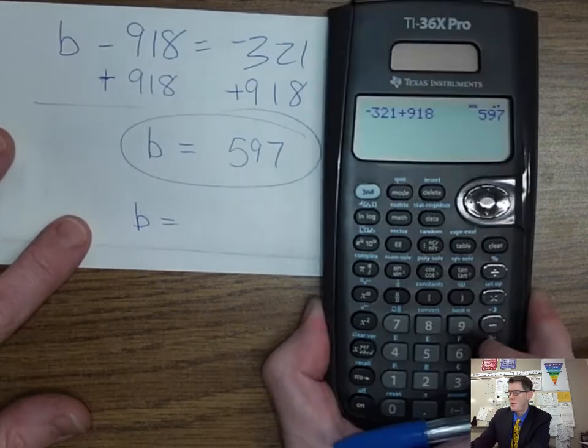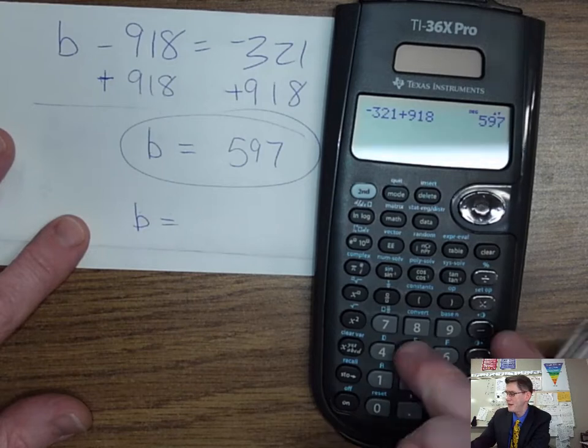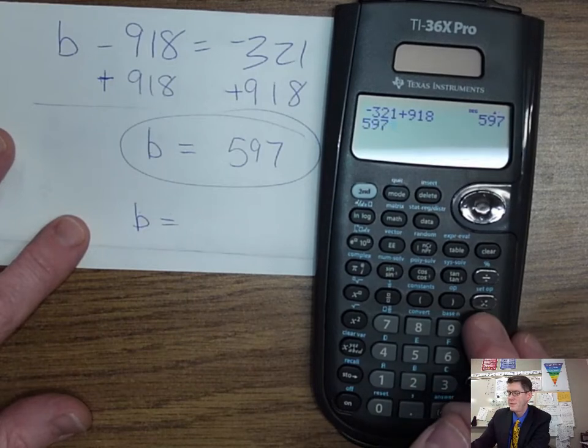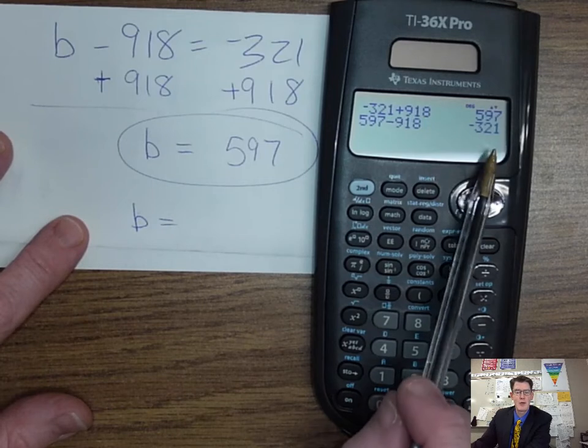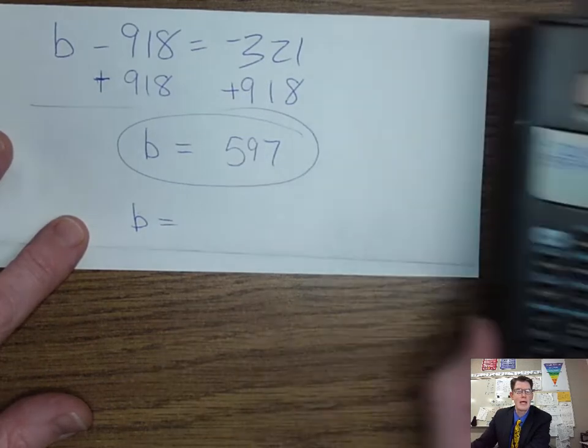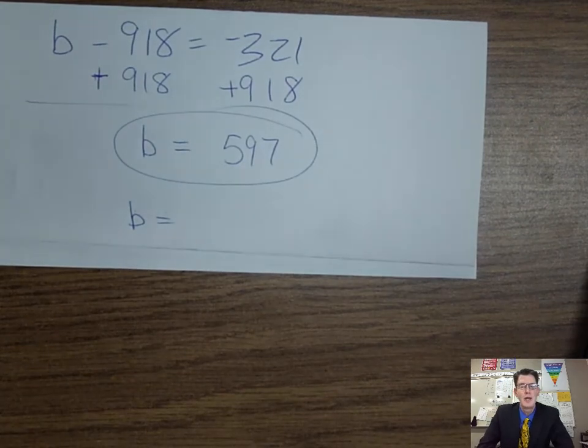And if you want to check your work, start with the B, the 597. Subtract off the 918 and make sure that the number you end up with is the one that they had. So you can check your work on every single one of these. Every single time we do an equation, you can check your work by putting that number back in.